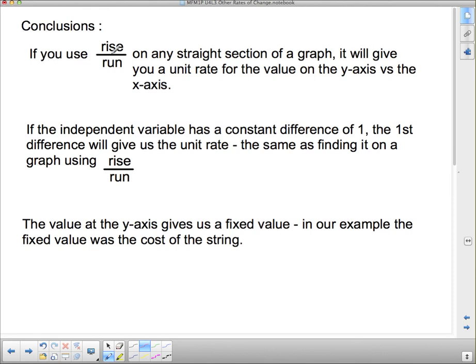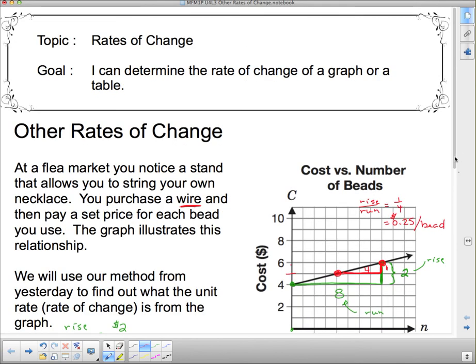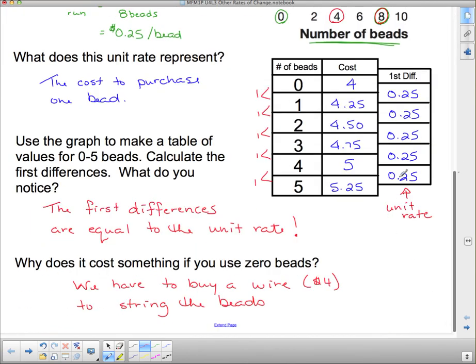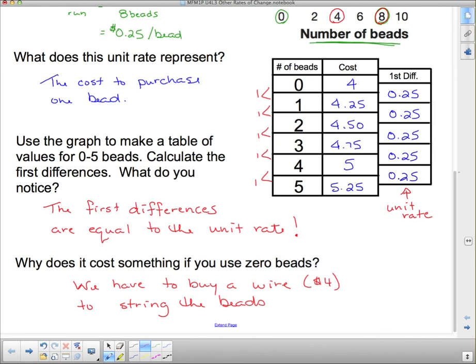Okay, conclusions. If you use rise over run on any straight section of graph, it will give you a unit rate for the value on the y-axis versus the x-axis. So rise over run gives us a unit rate. If the independent variable has a constant difference of 1, and that's important, a constant difference of 1, the first difference will give us the unit rate, the same as finding it on the graph using rise over run. Okay. So as long as this is 1, this will be our unit rate.